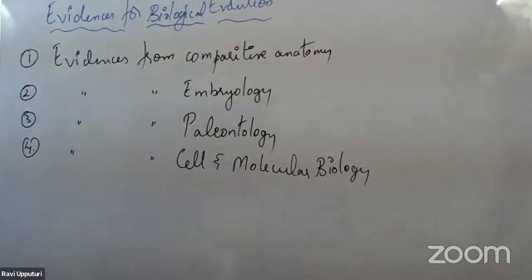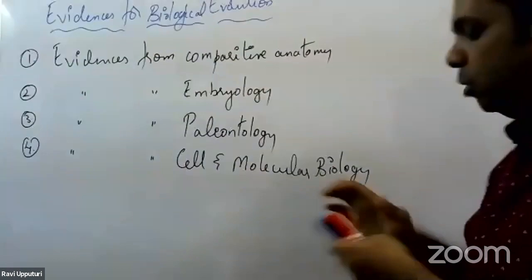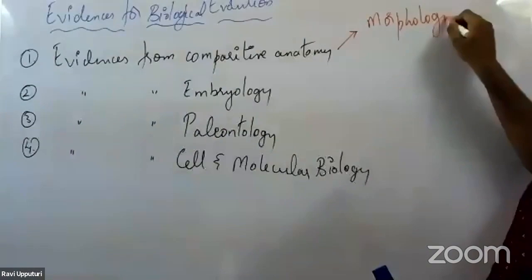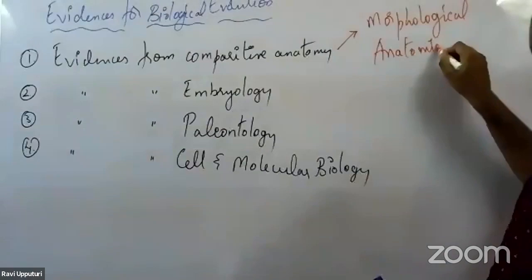Right. So the first thing we'll be taking up is evidences from comparative anatomy. So what does this comparative anatomy mean? We can put it this way also. We can either write it as evidences from comparative anatomy, or we can also write it as morphological and anatomical evidences, right? Either morphological or anatomical evidences.